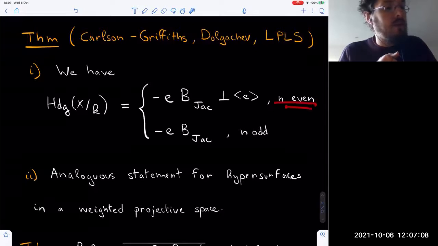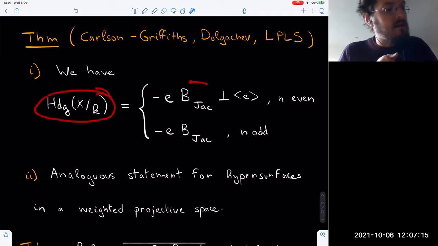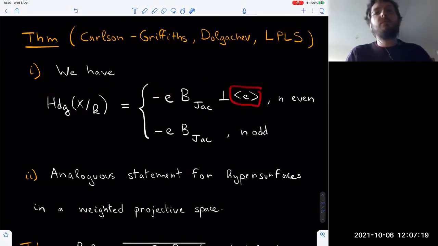So if n is even, then it's essentially telling you that this thing is essentially this Jacobian form up to a multiple and an additional sum. And then there is an analogous statement which I won't state because it's more technical, and it's really parallel for hypersurfaces in a weighted projective space.